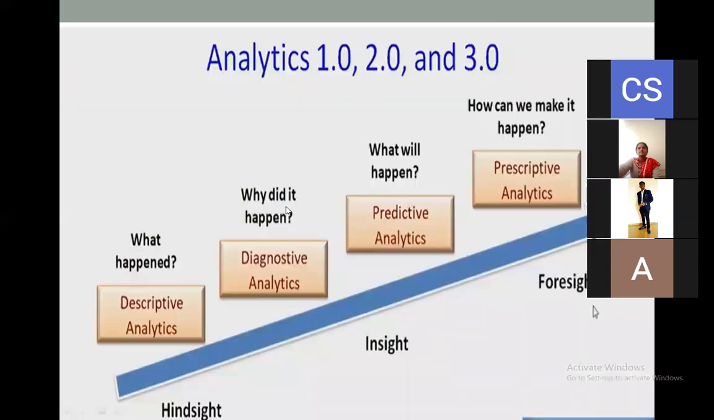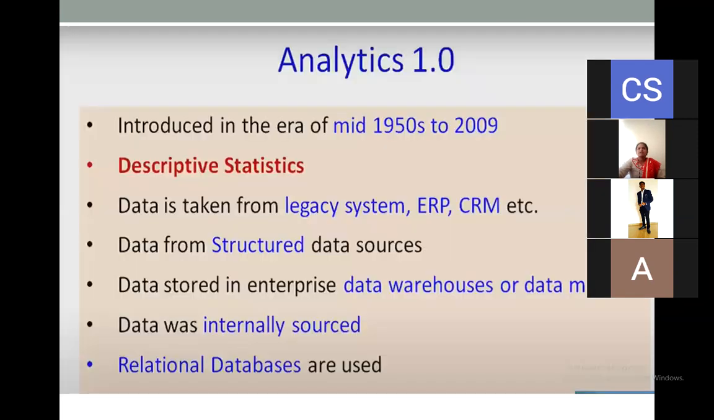What exactly do we mean by descriptive analytics? In that, data scientists work only on historical data, the last 5 years' data, the last 10 years' data, and they have to find out what happened. The conclusion of descriptive analytics is what happened. So in analytics 1.0, we analyze only descriptive things.